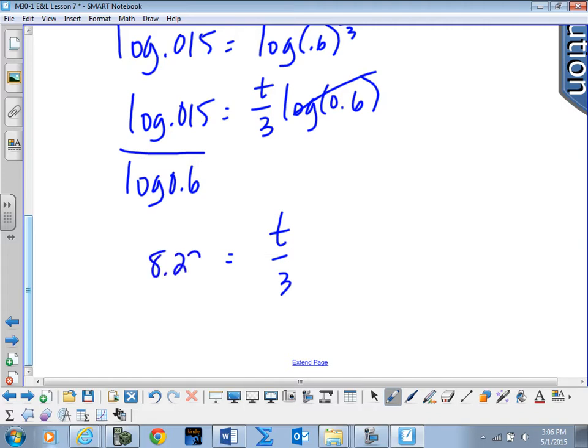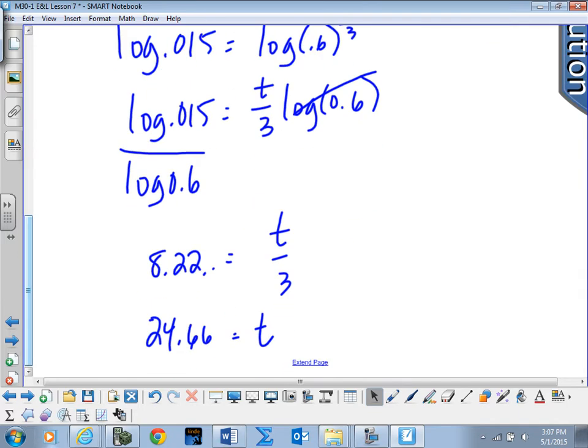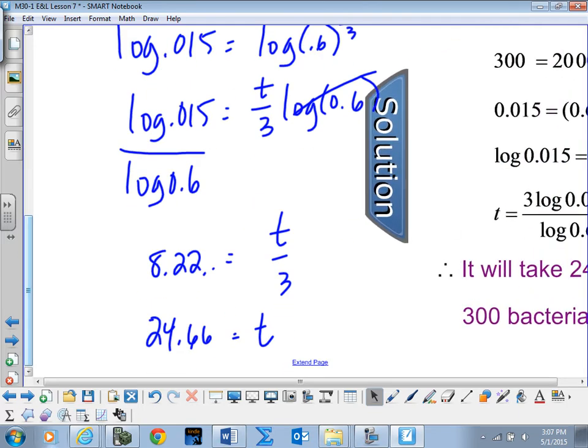8.22. I'm not going to round it. I'm going to times it by 3, 24.66. So we're looking at pretty much one day. We have 24.66 hours, 24.7 hours for it to reduce to 300. So let's look at the solution that's worked out here.